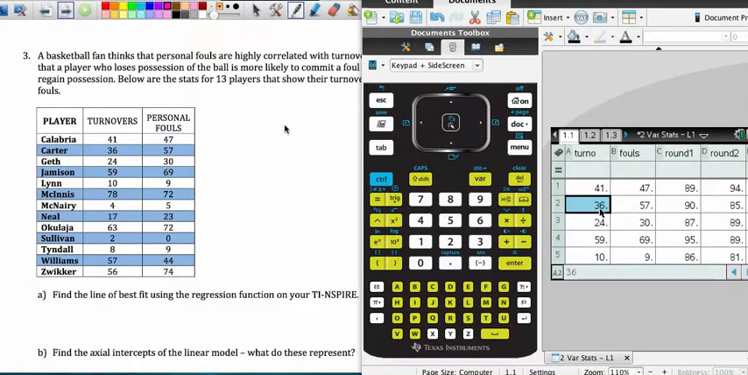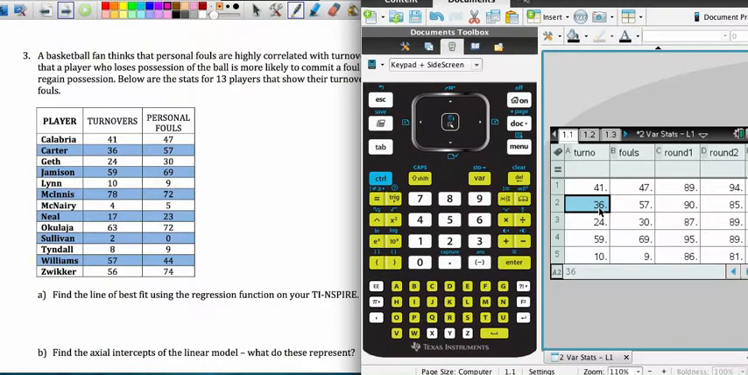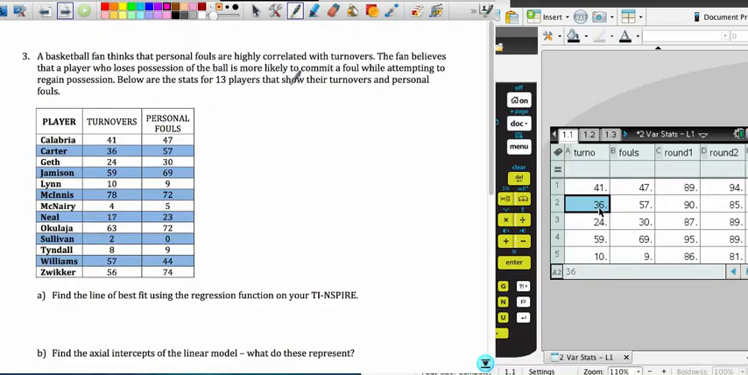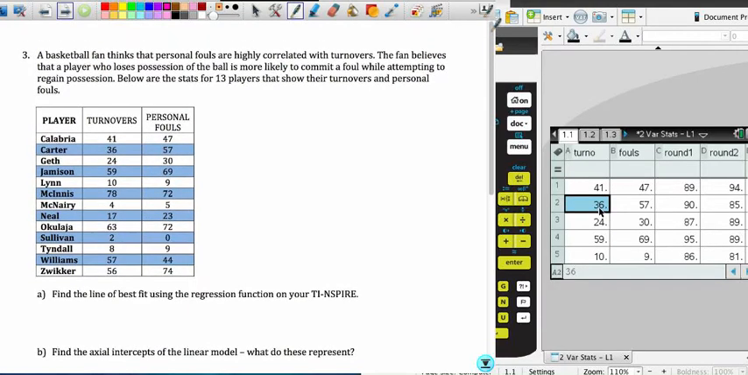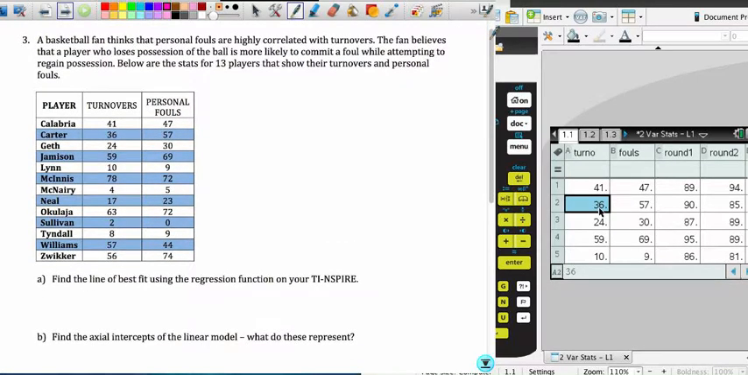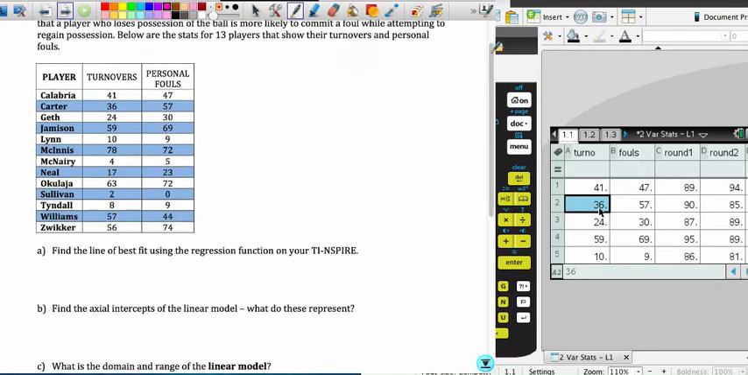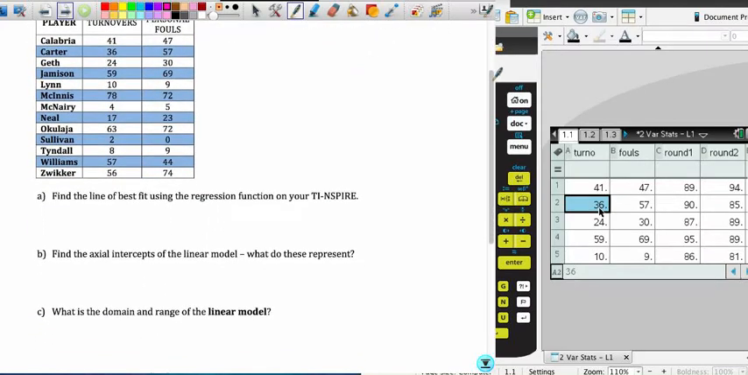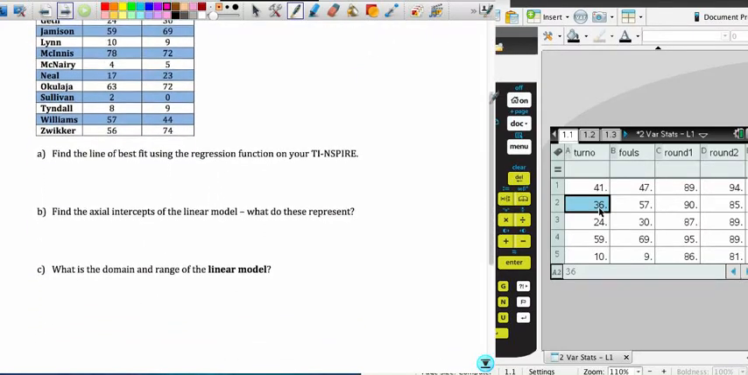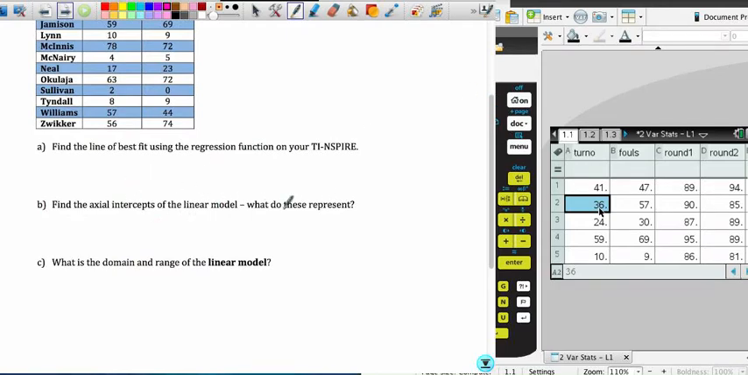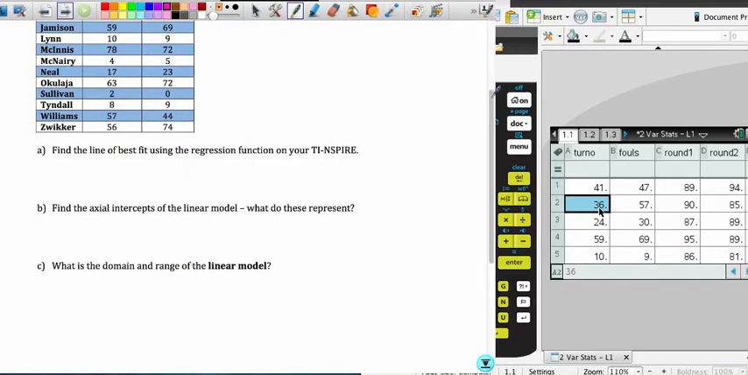Okay, so welcome back to part 2 of the video on linear regression using the TI-Nspire. So hopefully you've now gone ahead and made an attempt at example number 3, and I'm going to explain that example to you, make sure you've got some of the mechanics correct, and let's see how you did on finding your axial intercepts, figuring out what they represent, and figuring out the domain and the range.